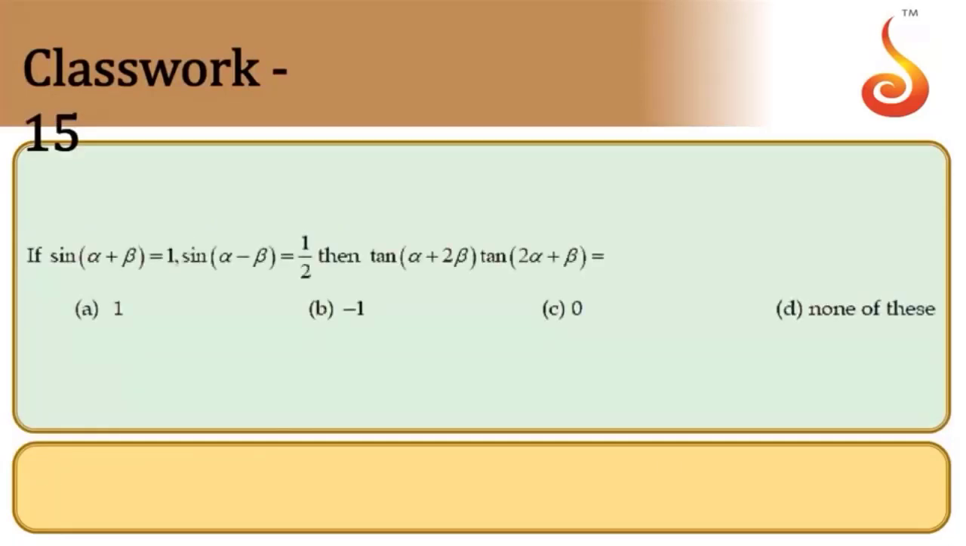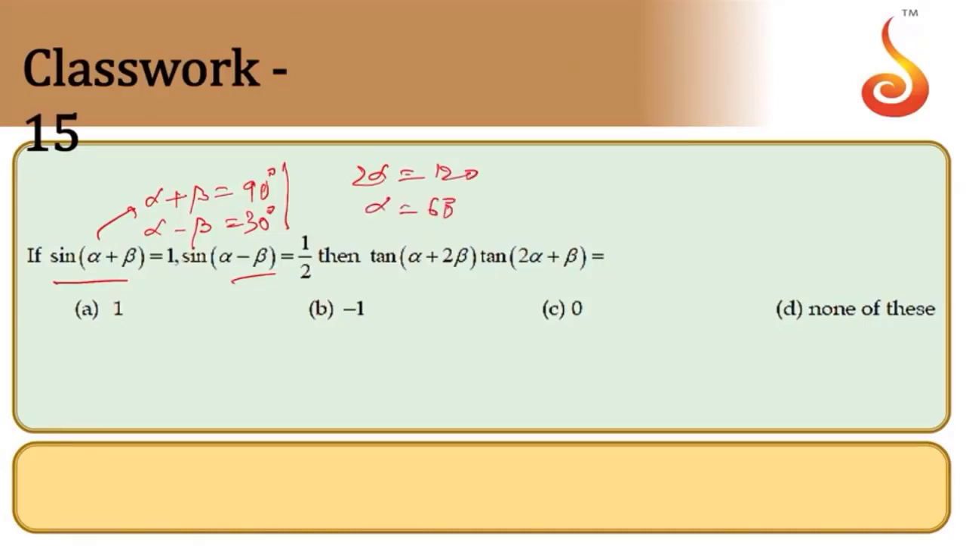15th one. Now, you know, sine of alpha plus beta is equal to 1. Definitely alpha plus beta is 90 degrees. And alpha minus beta is equal to, how much is this? 30 degrees. So clearly we can evaluate alpha and beta over here. So what are alpha and beta? When you add, 2 alpha happens to be 120, alpha is equal to 60 degrees. Subtracting it, 2 beta is equal to 60, beta is equal to 30 degrees.